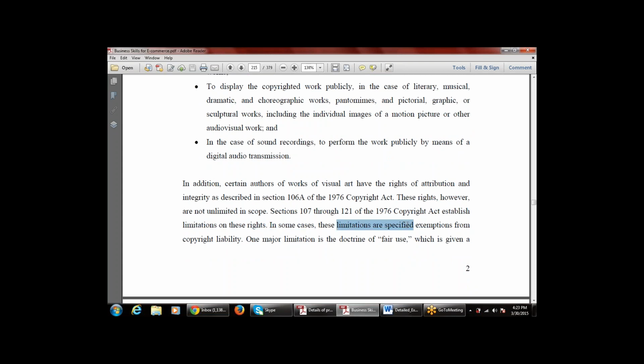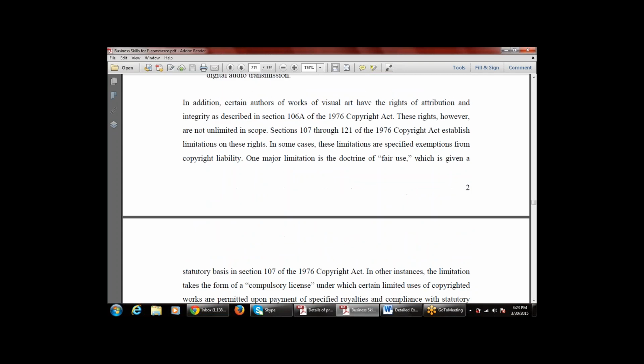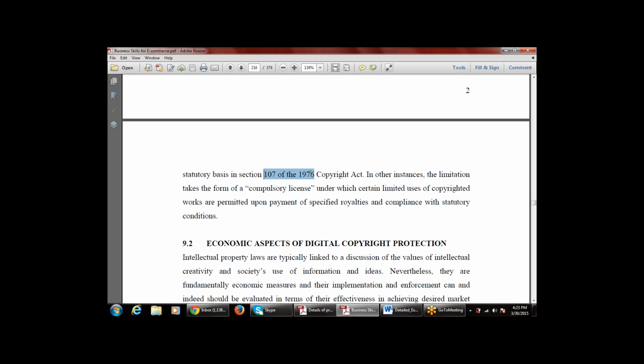In some cases, these limitations are specified exemptions from copyright liability. One major limitation is the doctrine of fair use, where digital copyright is not applicable, which is given statutory basis in Section 107 of the 1976 Copyright Act. In other cases, the limitation takes the form of a compulsory license, that is, there are some forms of compulsory license in the case of digital copyrights.